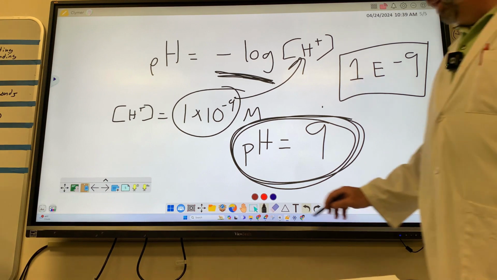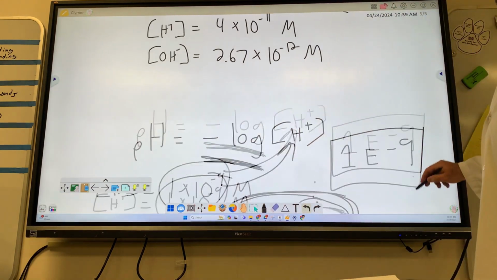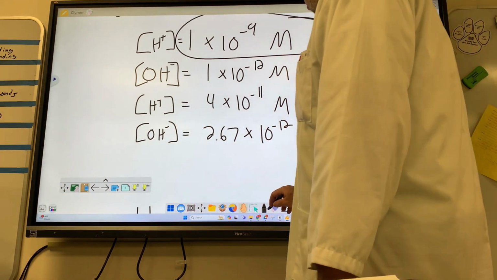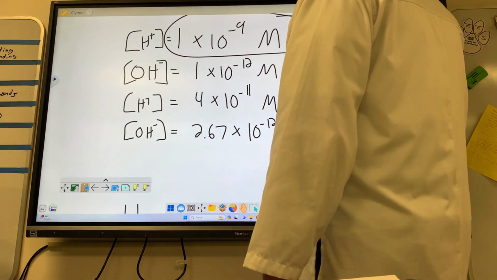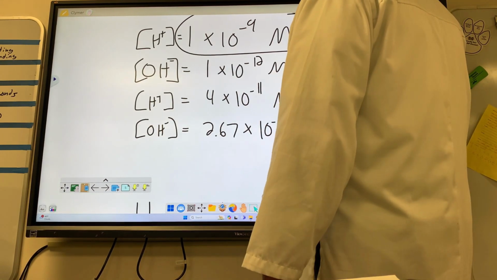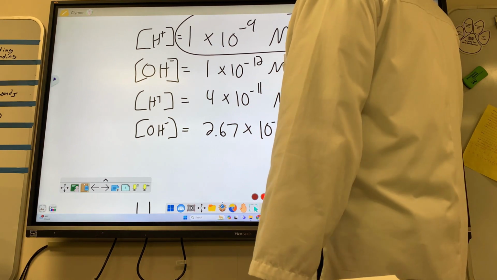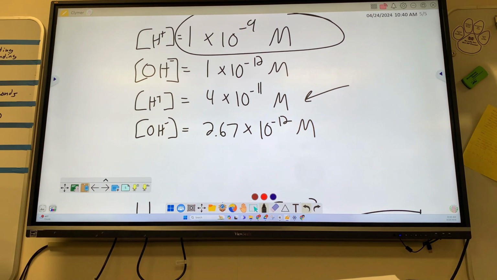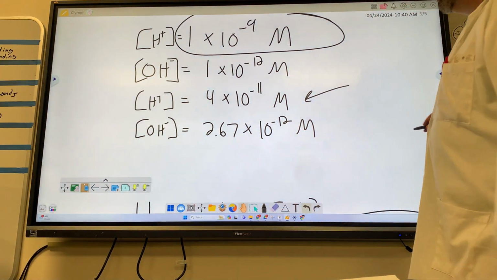So let's try another one. Let's go back up to our homework answers. Let's try this one right here. Because we have a hydronium ion concentration of 4 times 10 to the negative 11th. Right? So let's dump that into our pH calc.